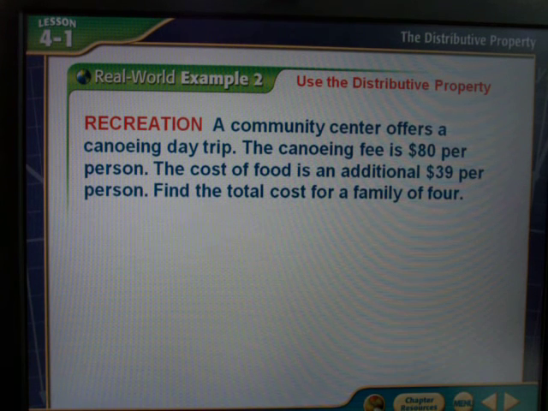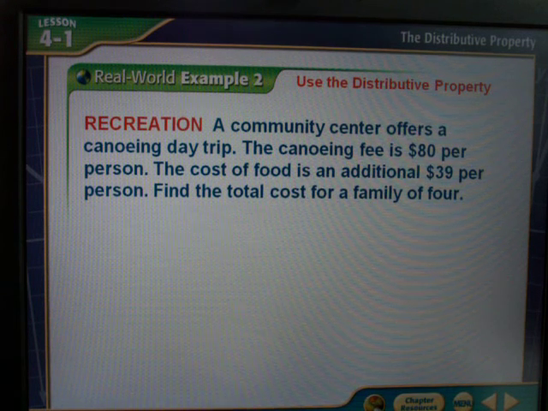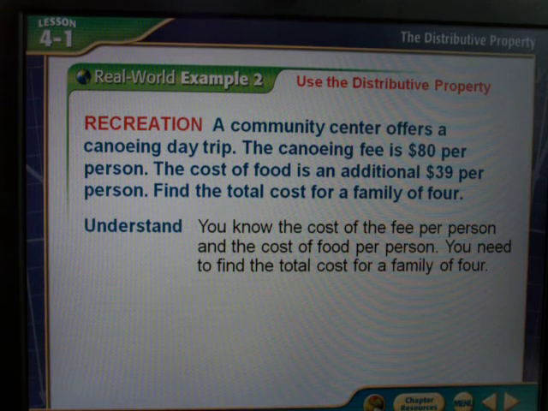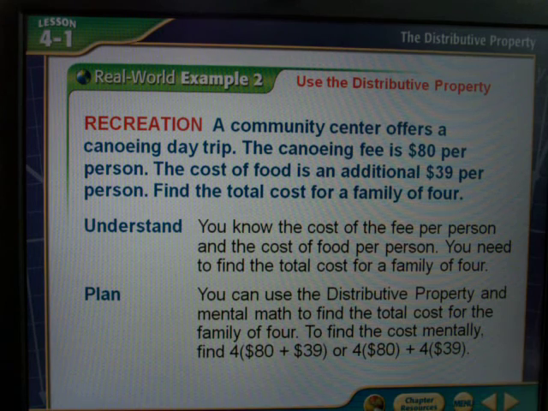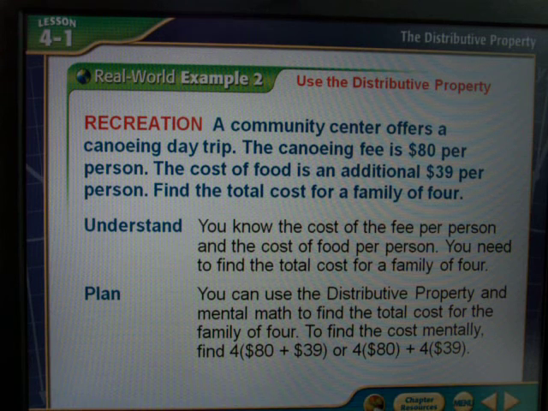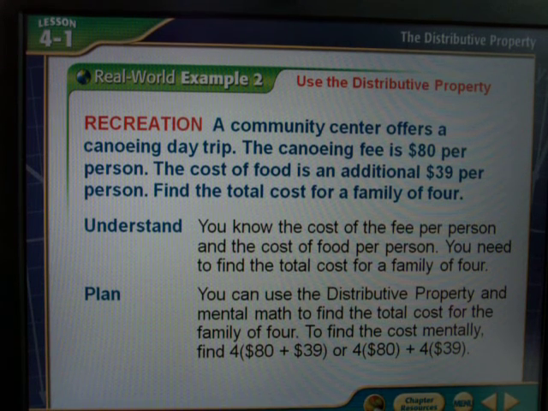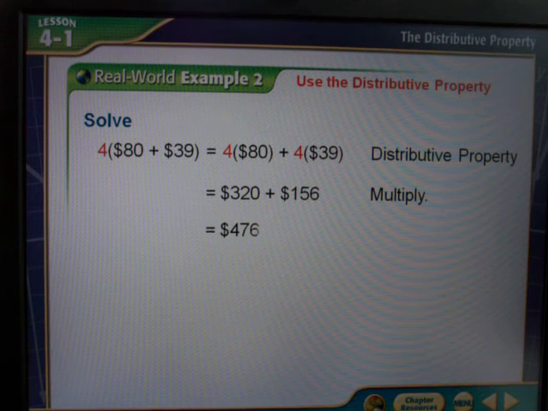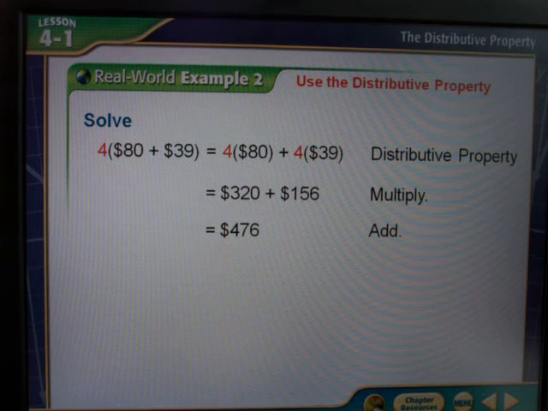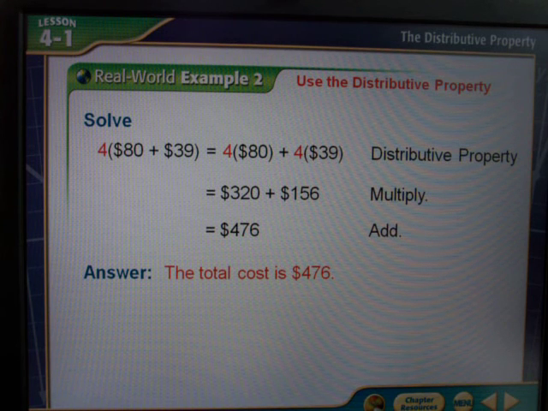Now, a community center offers canoeing day trips. The canoeing fee is $80 per person. The cost of food is an additional $30 per person. Find the total cost of a family of 4. So we know the cost of the fee per person and the cost of food, and we need to find the total cost for a family of 4. So we're going to use the distributive property. We're going to take 4 times the quantity 80 plus 30, which is the same as 4 times 80 plus 4 times 30. And we solve that using the distributive property. We get 440. And so that is the total cost for a family of 4.